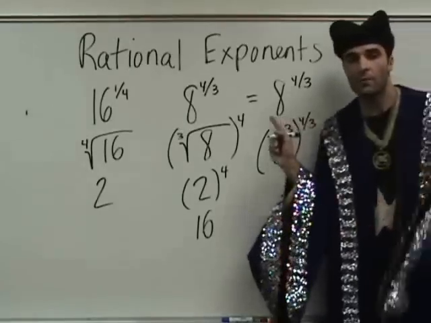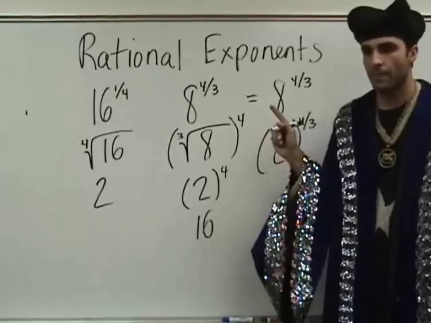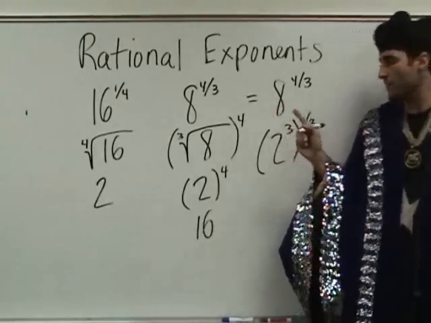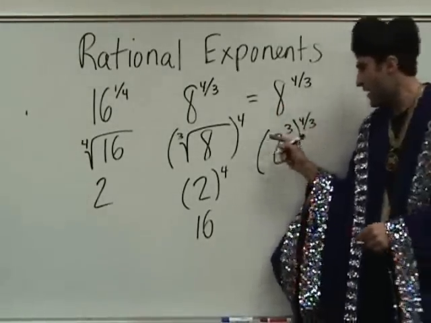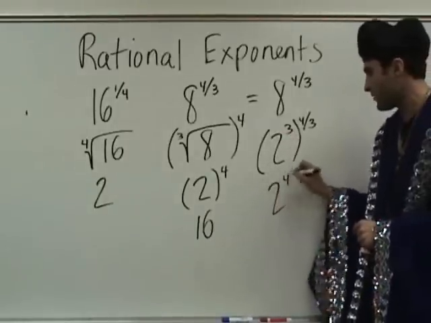When you take a power to a power, what's the rule? Multiply. You multiply powers to powers. So these two multiply. And so this would be 2 to the 4th, right?